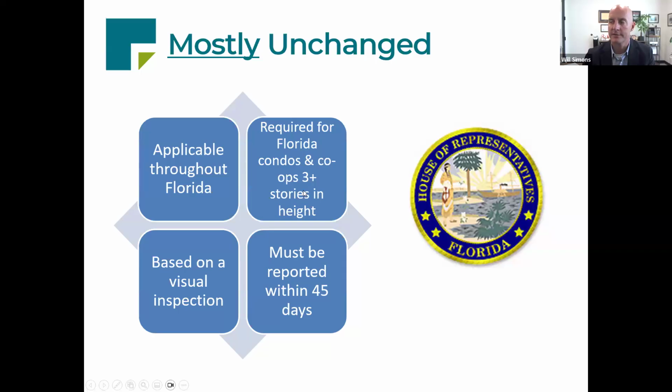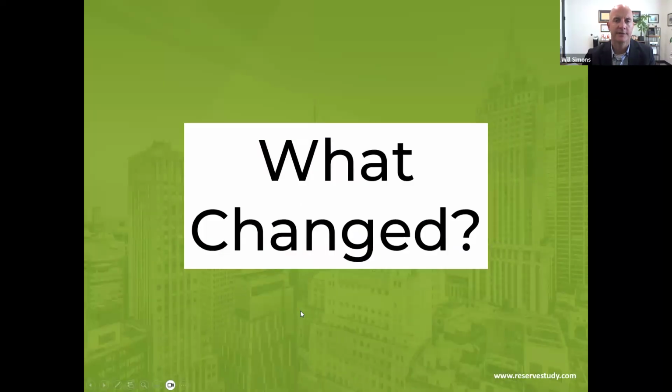We could now add something to say 3 or more habitable stories. And it also would exclude dwellings where you have 4 or fewer units per building. So if you have 4 units in one building and 4 units in another, and each building is separate from the other one, they are not required to get a SIRS done. It still is based on a visual inspection, and it has to be reported to the Florida DBPR within 45 days. Okay. So what did change?